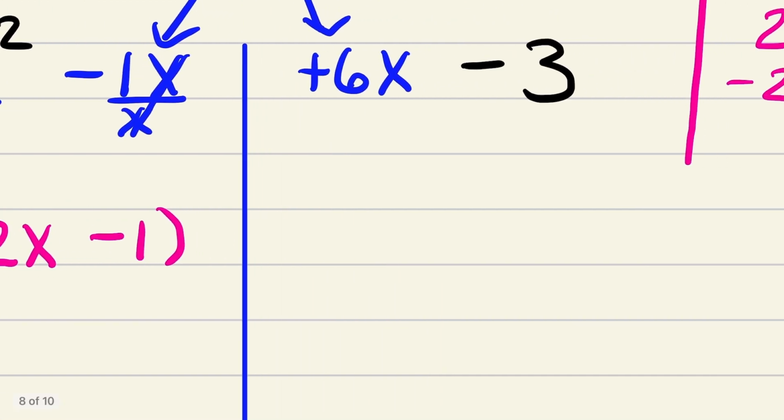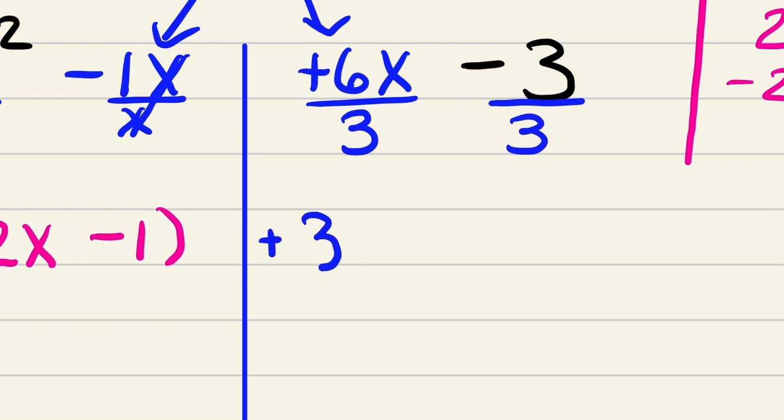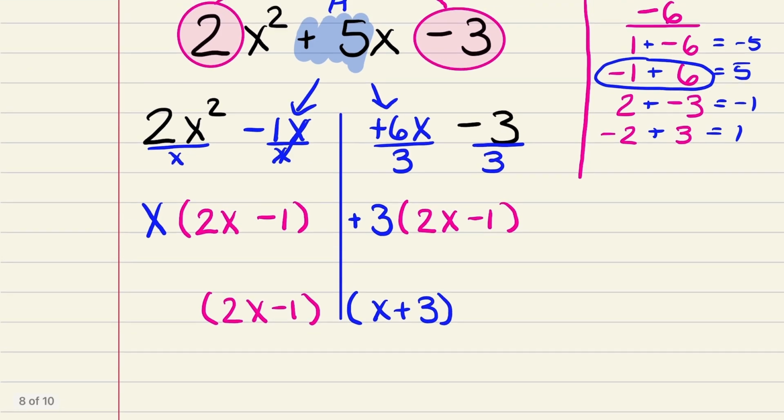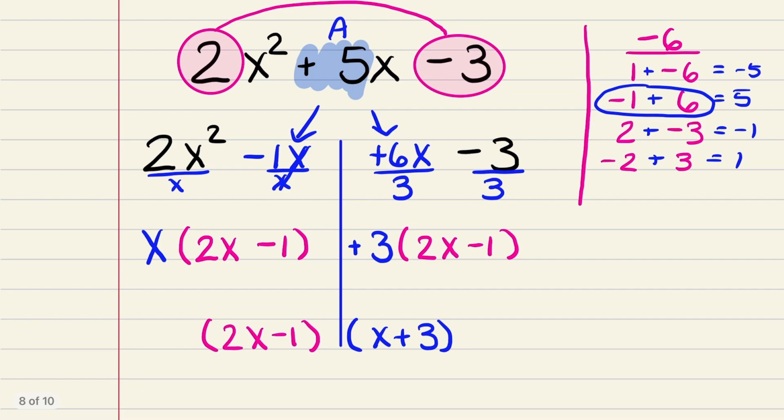And on the right-hand side, I see that both of these are factorable by 3. So I'm going to pull out a 3 from each. That's that positive 3 that I pulled out. And what am I left with? 2x minus 1. I know I did a good job because my parentheses match. Now the final step is just to pull out that repeated parentheses and then write what's left over, x plus 3. Again, I want to emphasize that this will work all of the time.